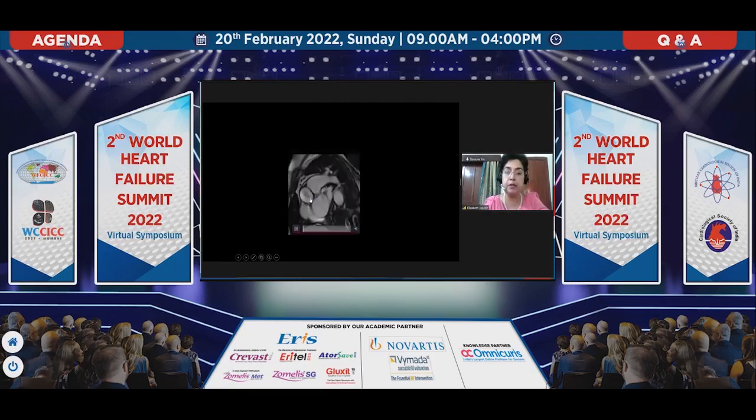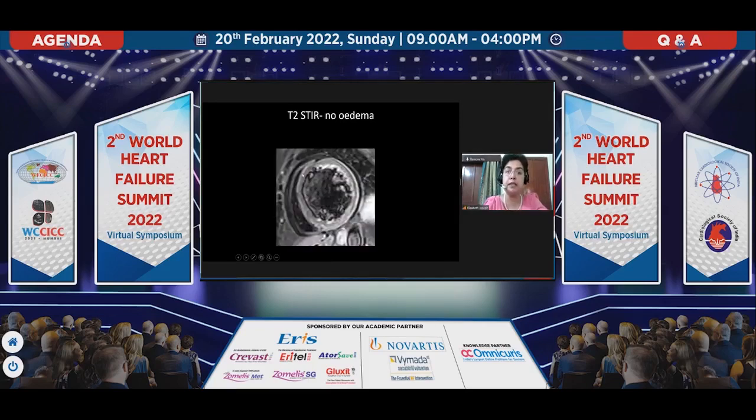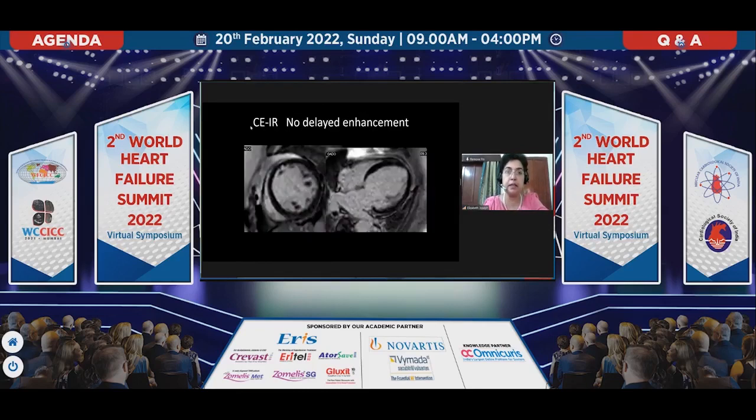This is a short axis view, so these views are quite similar to what is taken in echocardiogram, and hence it's easy to understand. And here again, the septum is not thickening as well as it should. This is a T2 STIR sequence, and it depicts edema, and there was no edema in this case. Enhancement sequence stands for contrast enhanced. Inversion recovery is the sequence we use to acquire it, and there was no delayed enhancement.